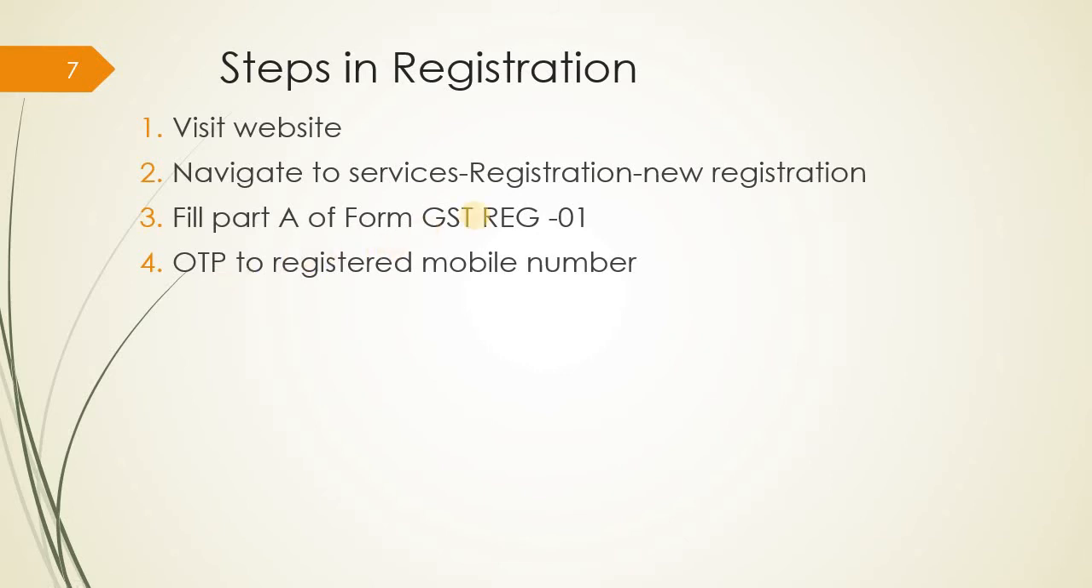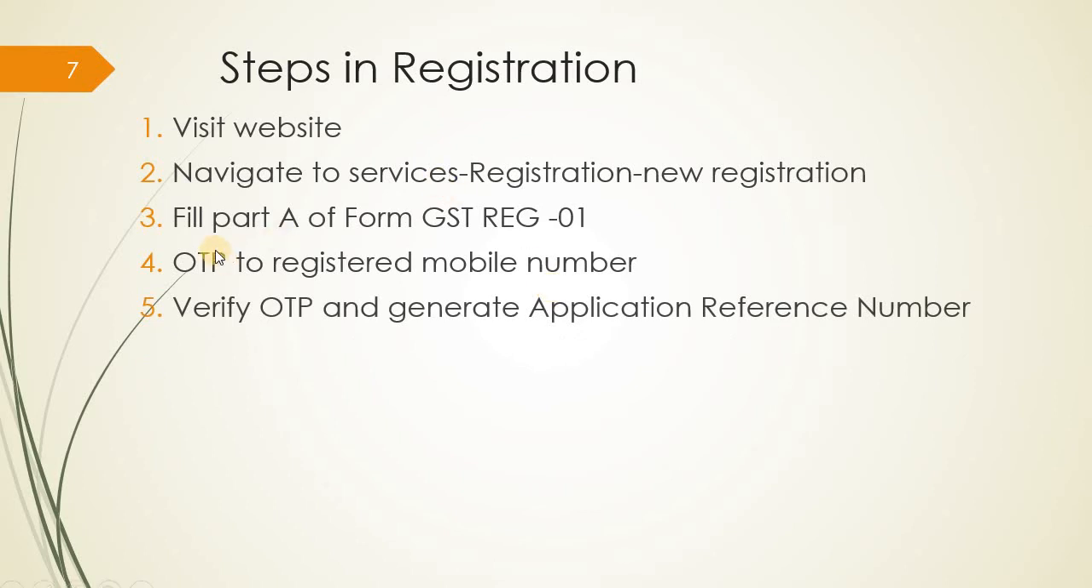The OTP comes to your registered mobile number, because you have to enter all the basic details in Part A. For example, your state, your district, then the legal name of the business, then your PAN number, then your email address, then mobile number. All these basic details you have to fill. Once you fill in the mobile number, the OTP will be sent to it. Once the OTP is sent, you have to verify your OTP.